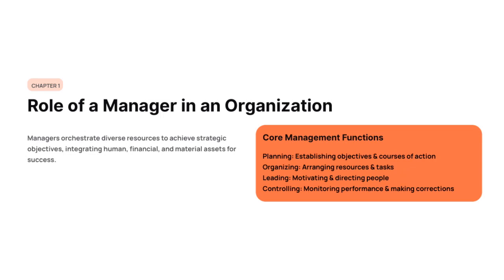Let's start by looking at the core management functions. First, planning. This is all about establishing objectives and deciding on the courses of action needed to reach those goals. It's like setting the destination before you start a journey. Next is organizing, which involves arranging resources and tasks efficiently. Think of it as putting together the right team and tools to get the job done.